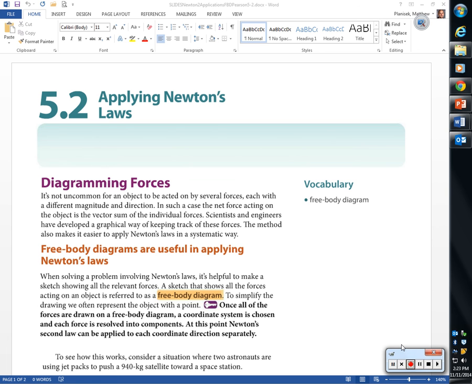So, yesterday, we started in on section 5.2, like it says up here, applying Newton's laws. Taking the concepts that we introduced in section 5.1: Newton's first law, inertia; Newton's second law, acceleration, F equals ma; and Newton's third law, action and reaction, and applying them to given situations. Okay? So, the gist, I'm reviewing what we did.